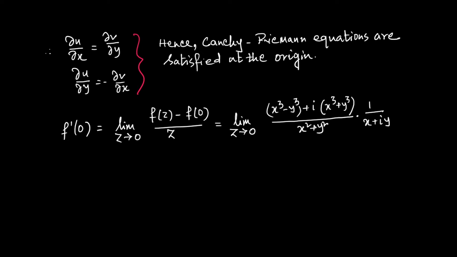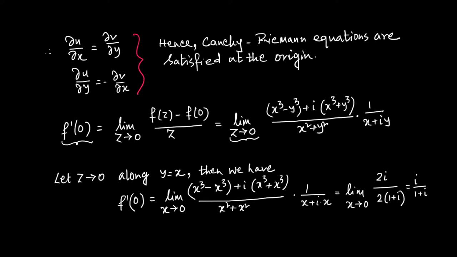Now, as we know, this derivative will exist if this limit approaches the same value independent of the manner by which z is approaching 0. So that means z can approach 0 through any path, but the limit has to exist, or the limit should approach the same value. If that happens, we say that the derivative exists or the limit exists. So now let us choose two specific paths and see whether, along those two paths, as z approaches 0, the limit approaches the same value or not. Let us test. So let z tend to 0 along y equal to x. Then we have f prime 0 is equal to i divided by 1 plus i.